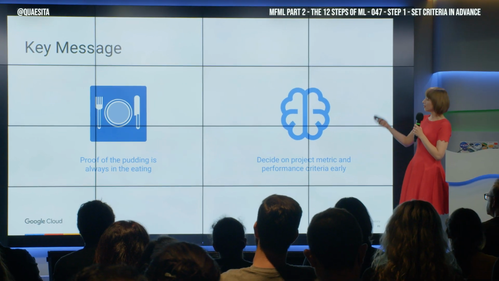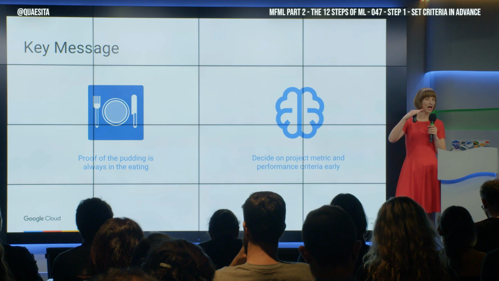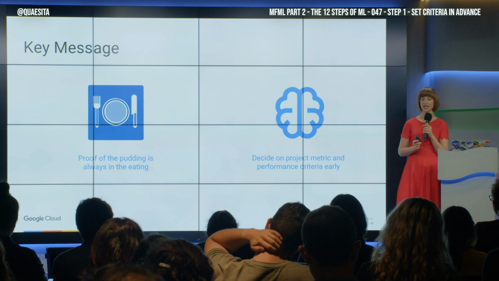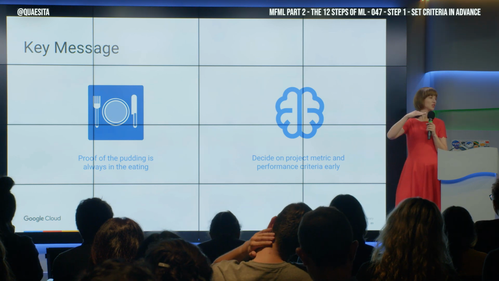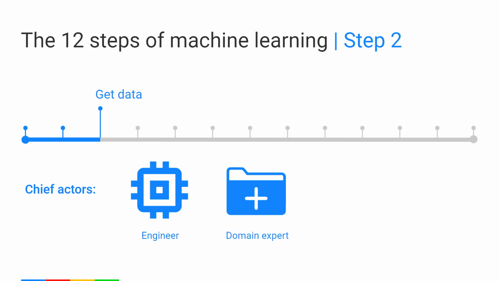So key message here, the proof of the pudding for machine learning is always in the eating. And you have to figure out how you do the proving up front in this step. Decide on how you're going to measure success and set that cold, hard minimum early so you don't bargain yourself into releasing rubbish. Step 2, getting data.